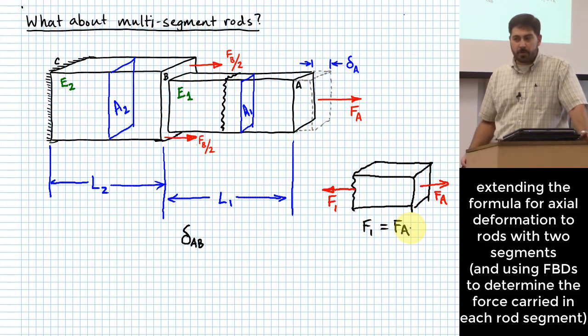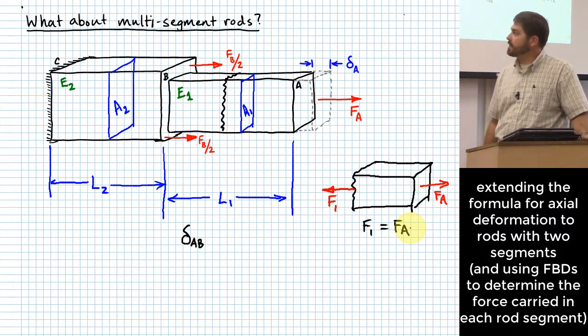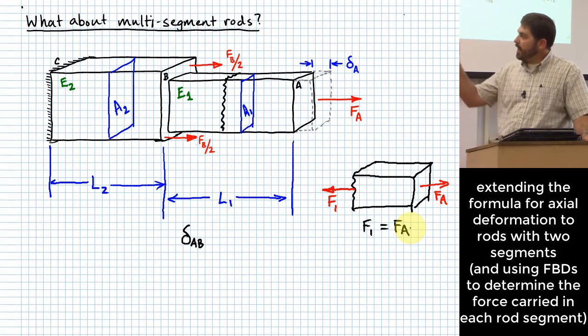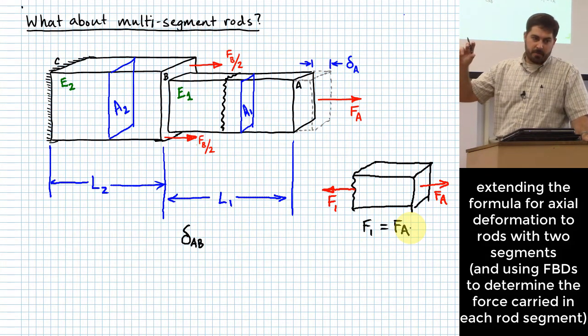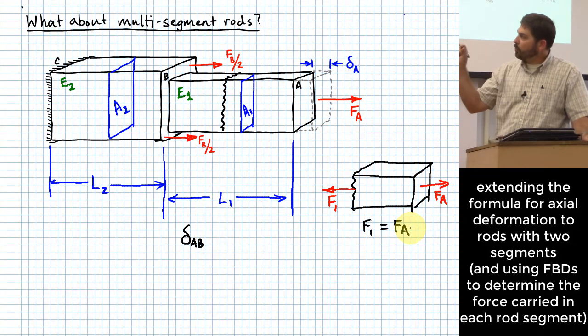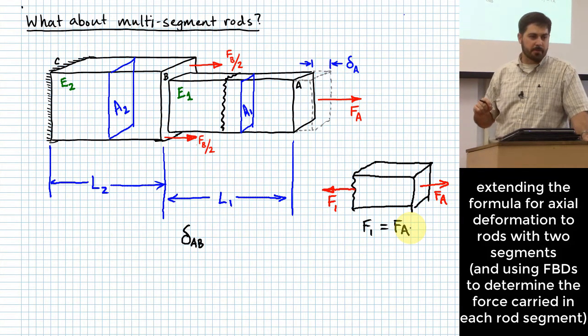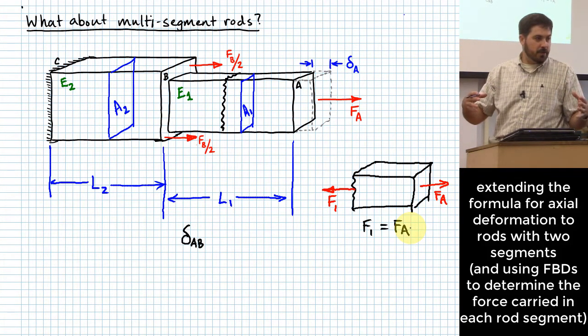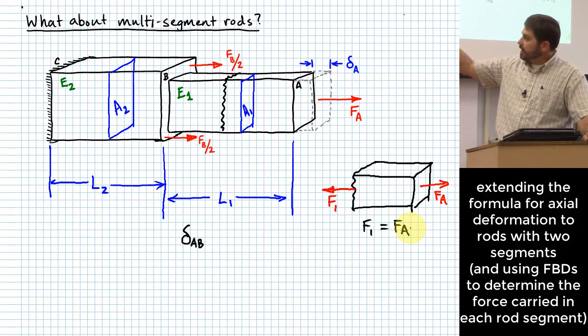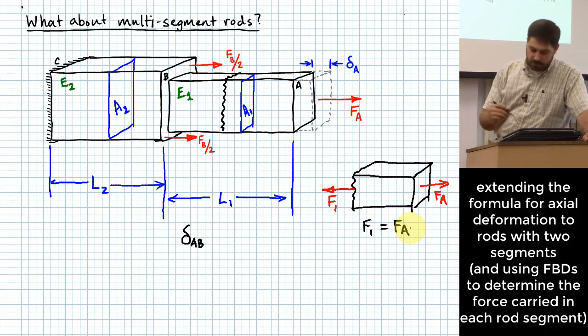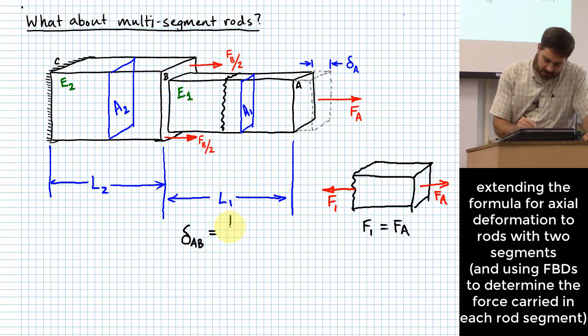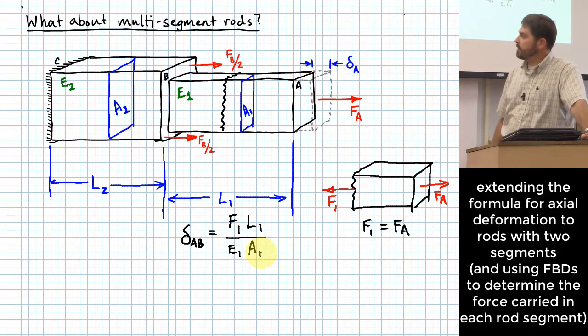So my point with this is I'm trying to be pretty careful and say, when you find the forces that happen in each segment of the rod, make sure that what you're doing is finding the actual force in that segment and not one of the forces applied to one of the ends. Even though it turns out for this front one, it does turn out to be FA, I'm still going to express this like this, where I do F1 times L1 over the elastic modulus of that piece, E1, times A1, the cross-sectional area of that piece.